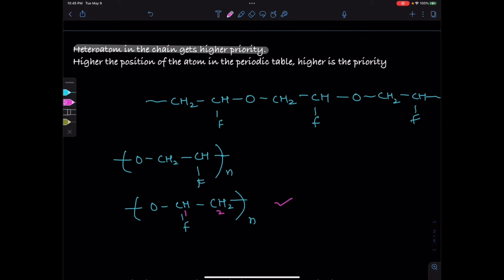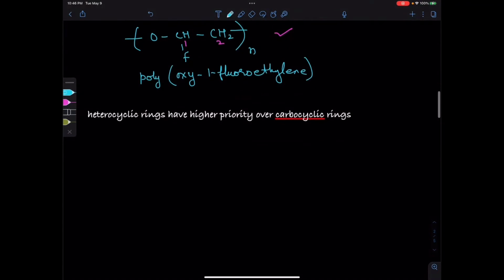So how do we name this? When we name, we start from the leftmost atom and go to the right. So this would be poly oxy 1 fluoro ethylene. Let's go to the next one.